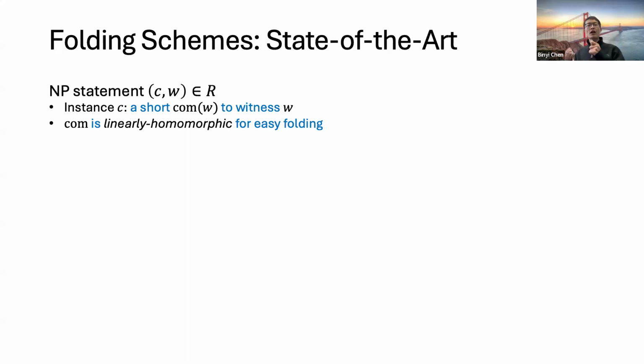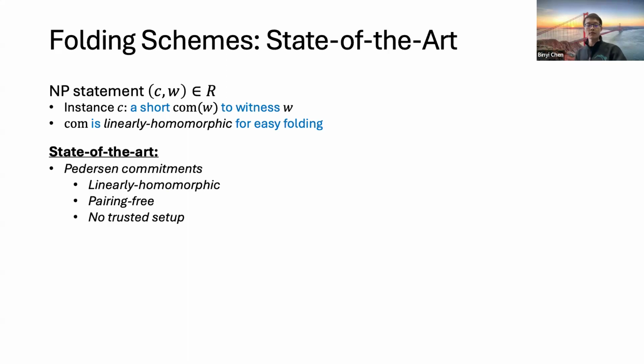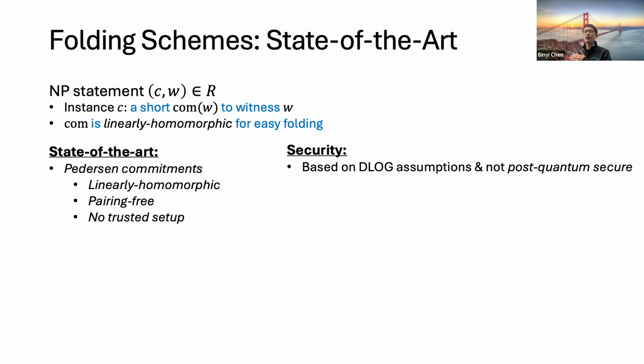And for almost all kinds of these schemes, the NP statement we fold has the following format, where the instance will consist of some short commitments. And this commitment has to satisfy two properties. First, it enables you to compress a very long vector into a short string. And second, it is linear homomorphic, so that the folding verification is super easy, just a linear combination of commitments. And all existing schemes before this work are using Pedersen commitments, which are linear homomorphic, pairing-free, and transparent, which is pretty good. However, they also have their own limitations.